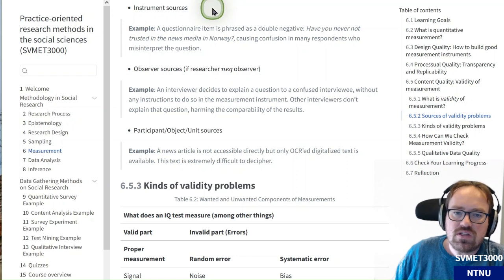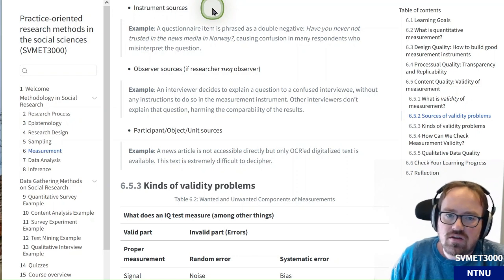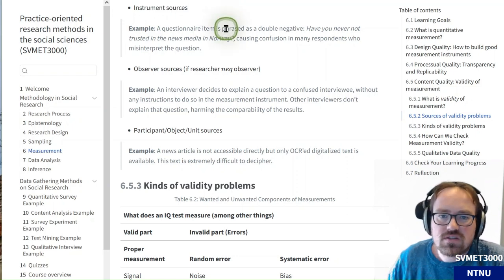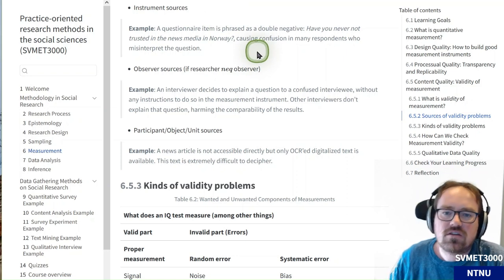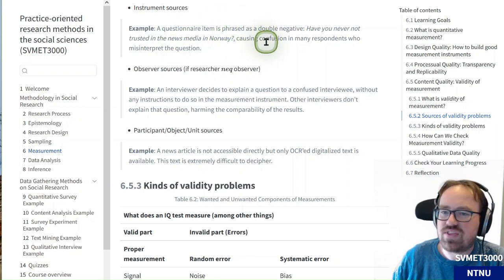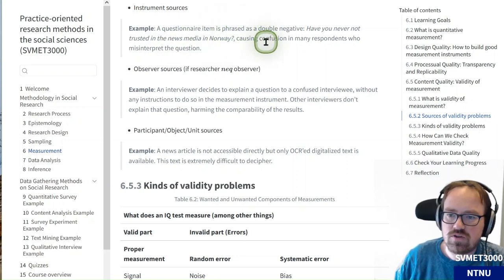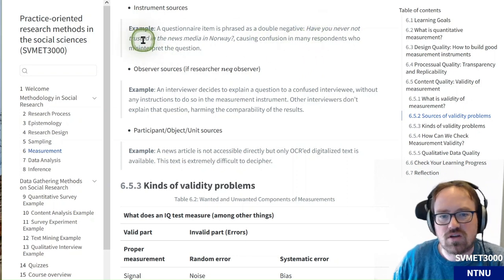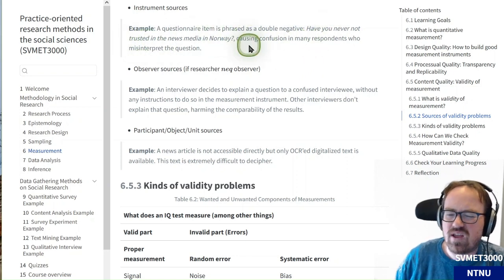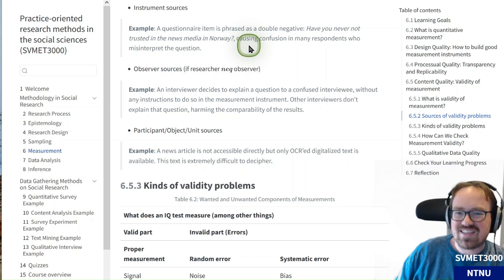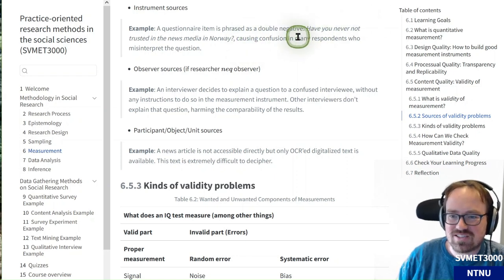But there's also instrument sources, okay? The measurement instrument is just not formulated correctly or in a good way. For instance, a questionnaire item is phrased in a double negative, which always causes confusion. Have you never not trusted in the news media in Norway? You can probably experience yourself when you try to answer that question that it's confusing.